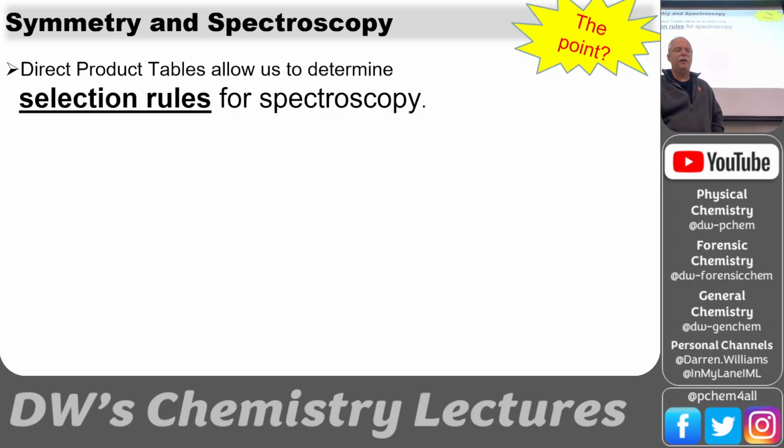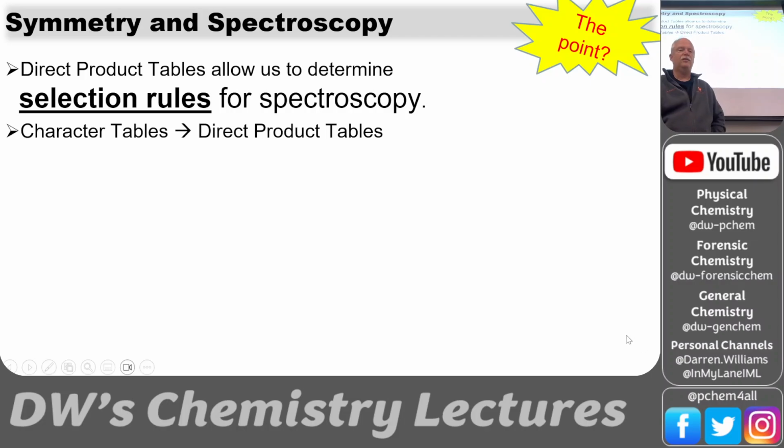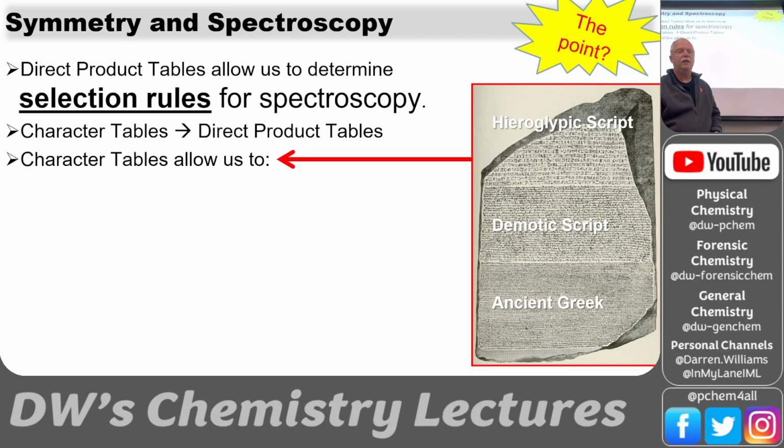Well, to determine that, we need to know the character table and the direct product tables. So the direct products would be this even times odd times even terminology of the pi and the pi star orbitals. So that's the direct product tables. To get those, we need the character tables, okay? And the character tables are what I call the Rosetta Stone of spectroscopy.